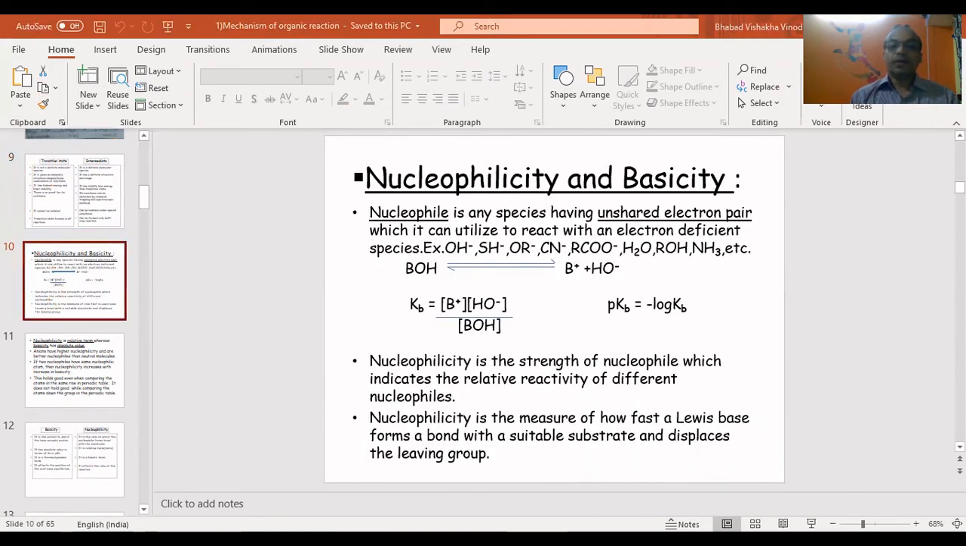Now, nucleophilicity and basicity. A nucleophile is a species having an unshared electron pair, which it can utilize to react with an electron deficient species, like OH minus, SH minus, CN minus. Nucleophilicity is the strength of a nucleophile, which indicates the relative reactivity of different nucleophiles. Nucleophilicity is the measure of how fast a Lewis base forms a bond with a suitable substrate and displaces the leaving group.